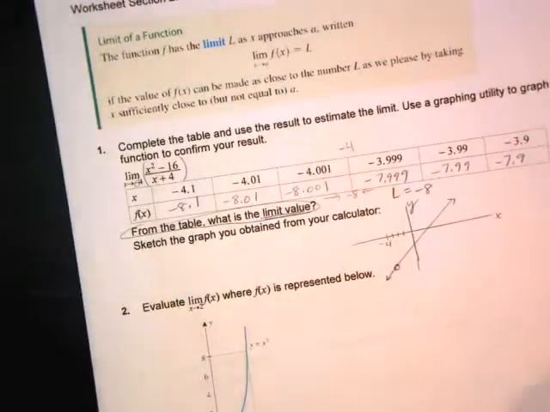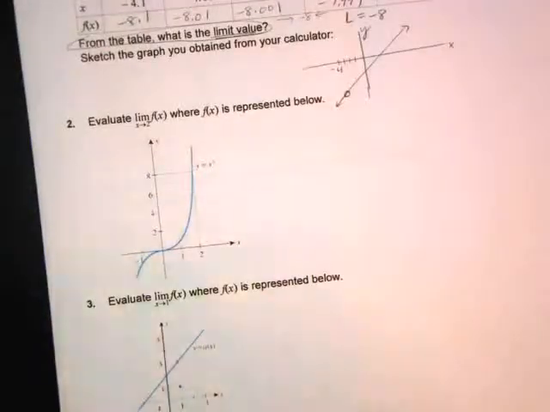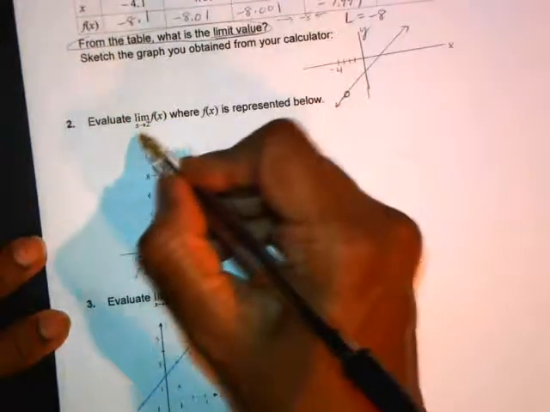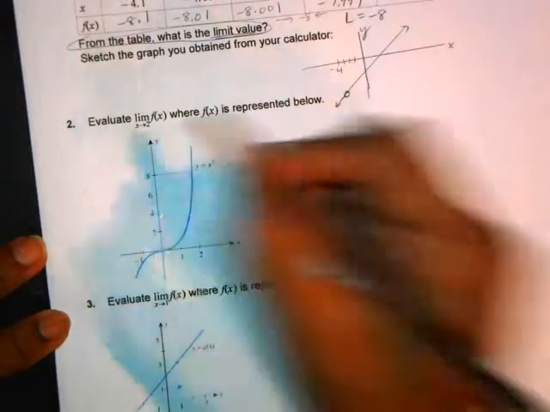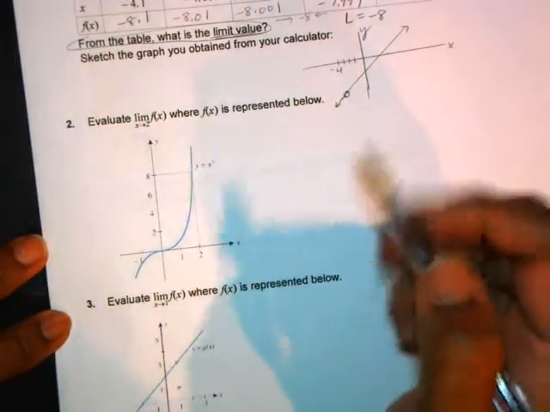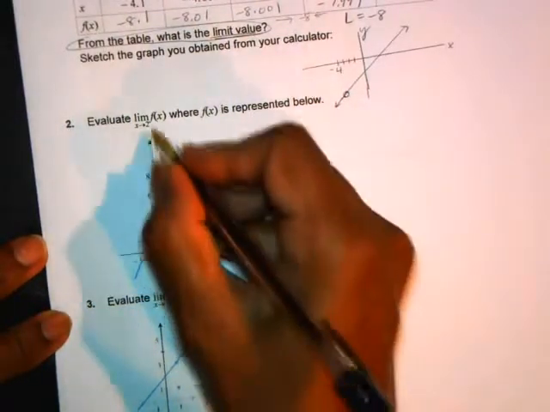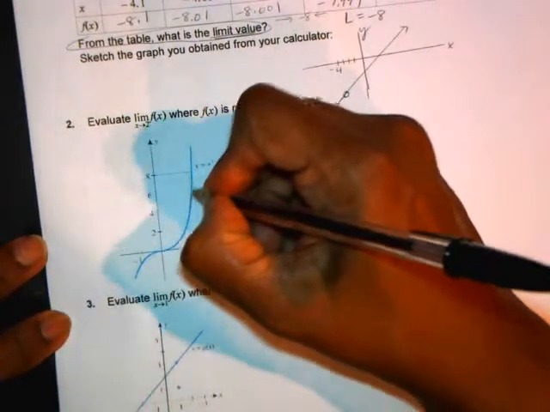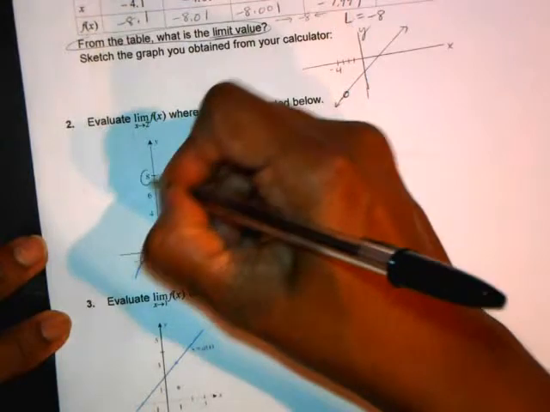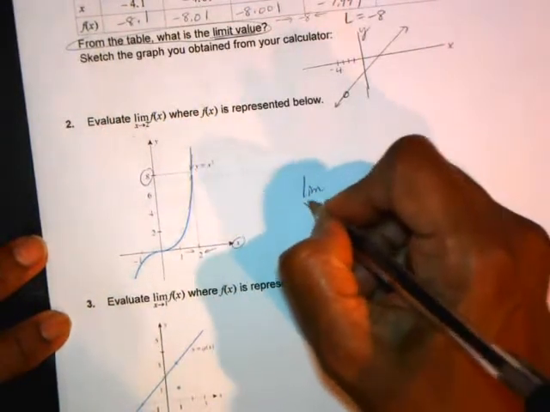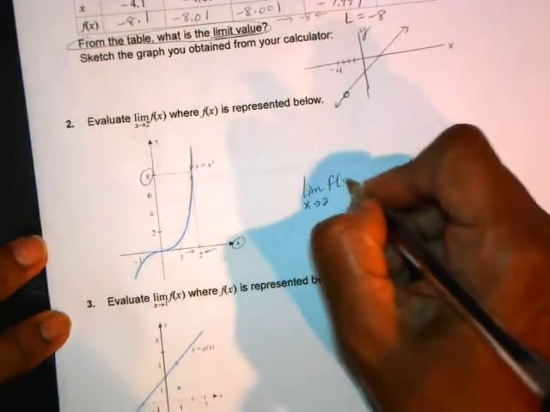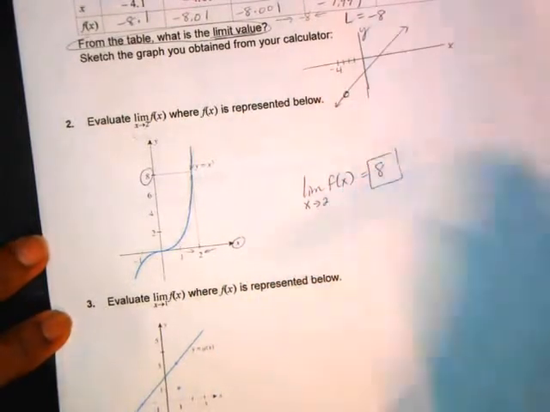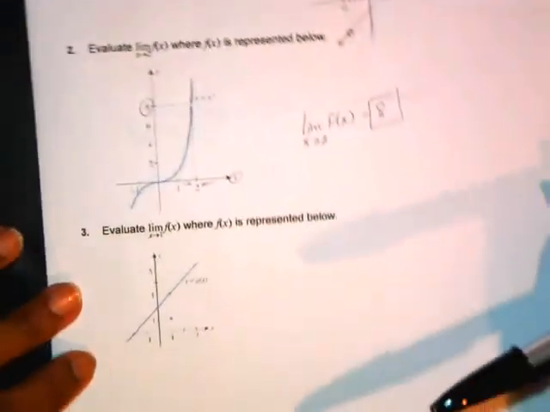Back to the worksheet. We have a few graphs given to us, and the goal is to answer some limit questions. We need to find the limit as x goes to 2 of the function, and f of x is represented here. So x-axis, x going to 2 from the left, 2 from the right, and you can see the y value gets closer and closer to 8. So essentially the answer, you would say the limit of f of x as x approaches 2 equals 8. And that's your answer. Pretty simple, and the graph is given.